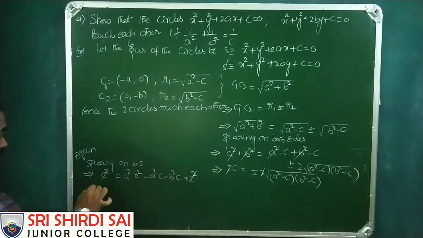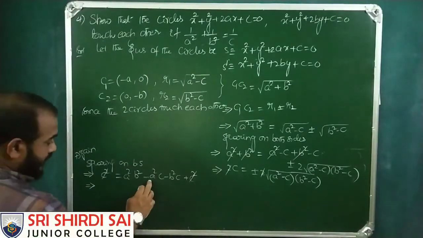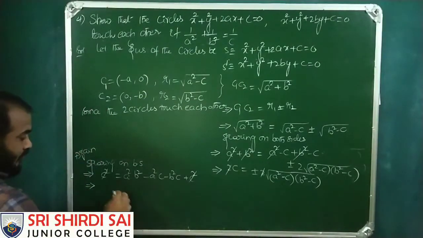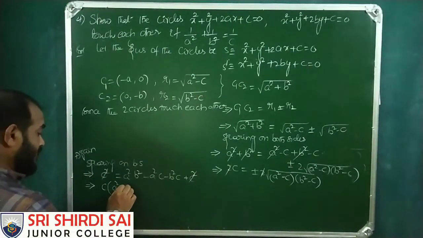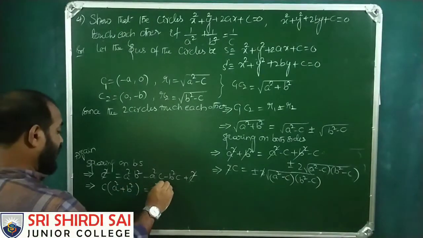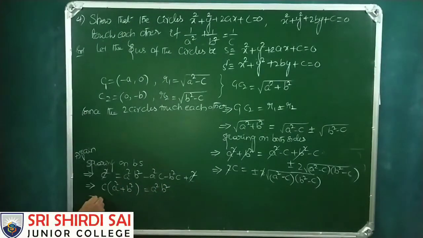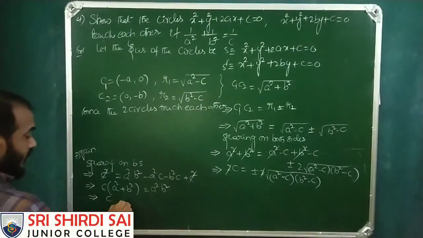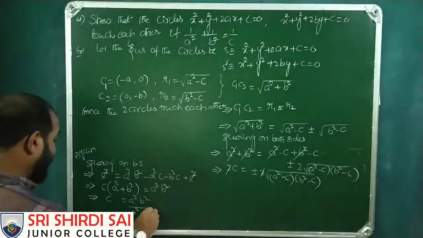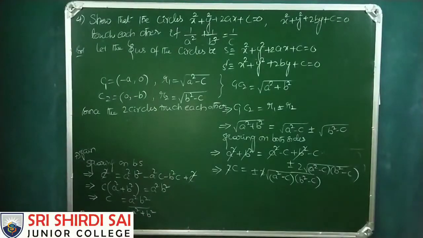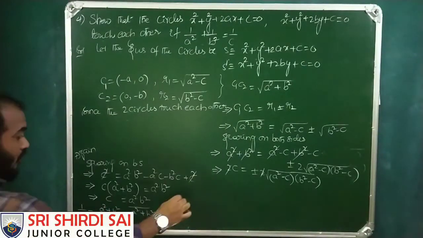C square gets cancelled. So this is minus of a square c minus b square c. If you bring this to this side, then c into a square plus b square is equals to a square b square. This implies c is equals to a square b square by a square plus b square. So if it is c, then what is 1 by c? 1 by c is equals to a square plus b square by a square b square.